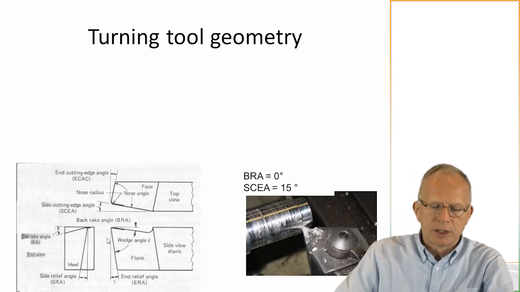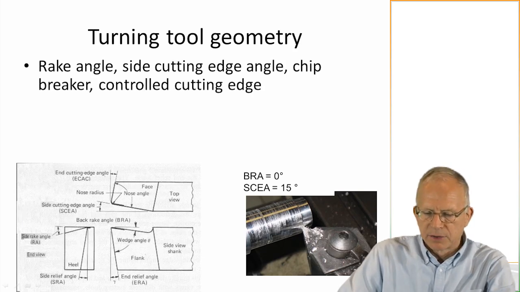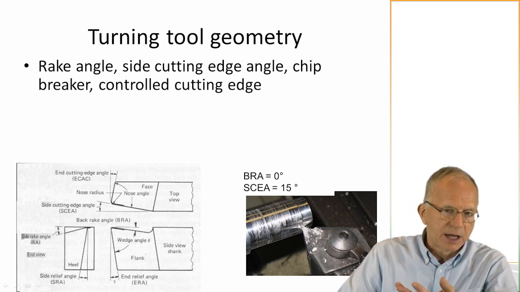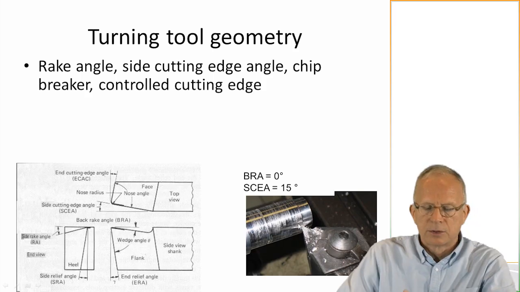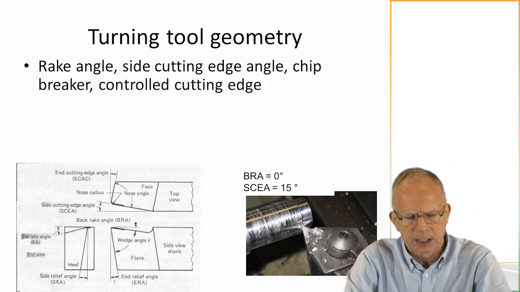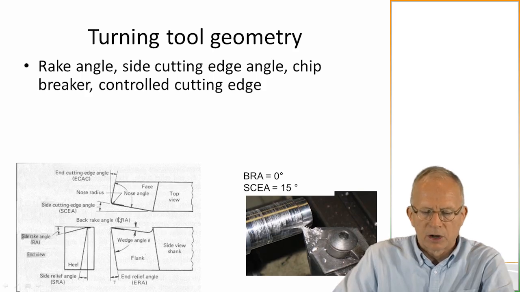The tool geometry can be quite complicated, and so there's different angles here as shown in turning, and of course when we move to something like tapping or milling, the tool geometry can get even more complicated because we have flutes and different cutting edges. But this is the basis, and there is the back rake angle, which is commonly called the rake angle when we move to orthogonal machining.